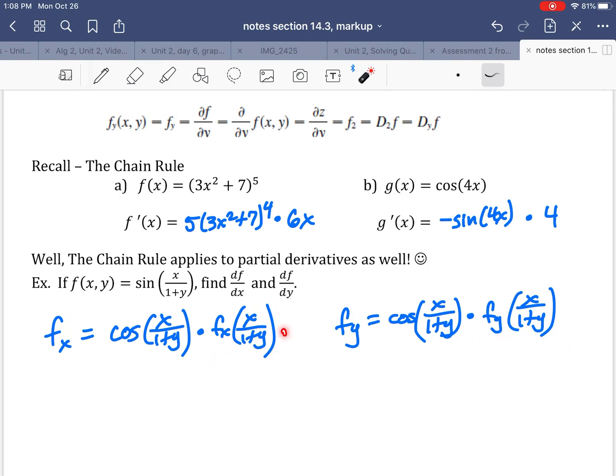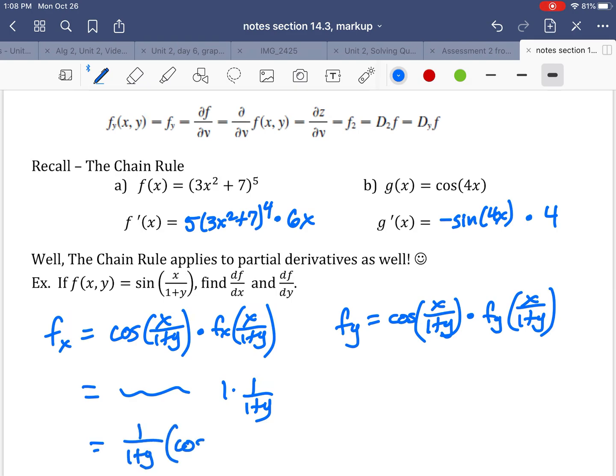So imagine this piece over here. You basically have x times 1 over 1 plus y. So you have x times a constant in a way, because that y doesn't mean anything to you but a constant. So the derivative of x is 1, and the 1 over 1 plus y is just going to hang out. So when I do my derivative right here, my derivative is going to be 1 times 1 over 1 plus y. Okay, so my final answer, and that would just stay there, I would have 1 over 1 plus y times cosine of x over 1 plus y. You could write this multiple ways.